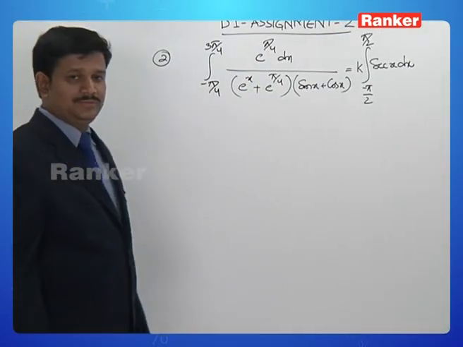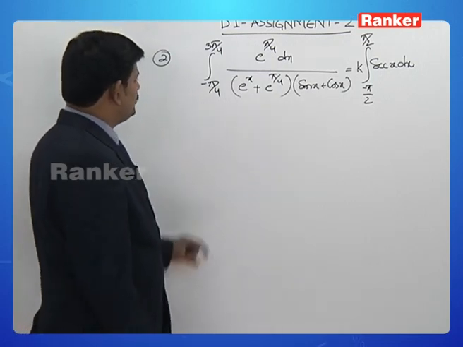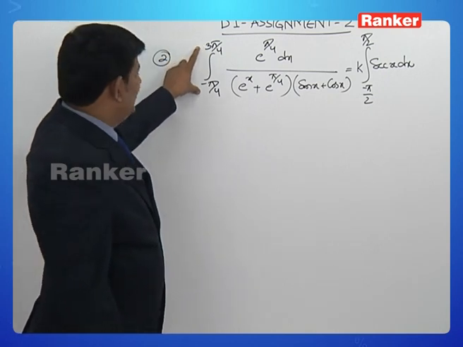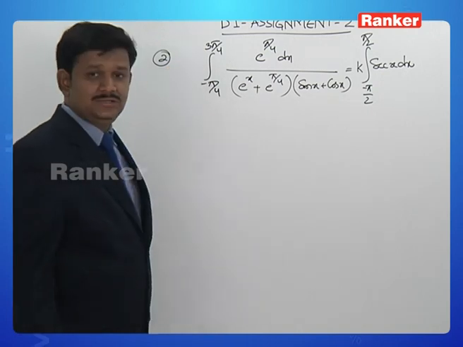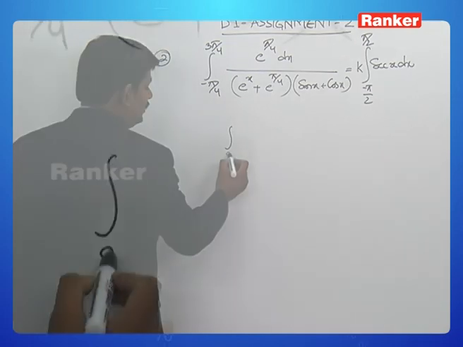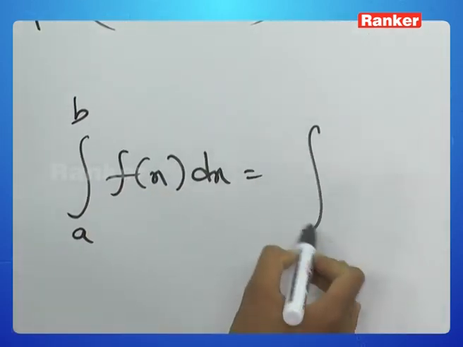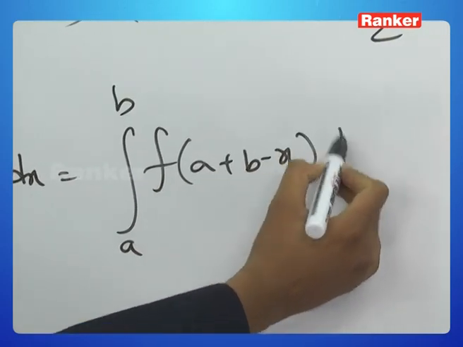We need to find the value of k. In this question, observe the sum of 3π/4 and −π/4 is π/2. This is a question on the property: integral a to b f(x) dx is equal to integral a to b f(a + b − x) dx.